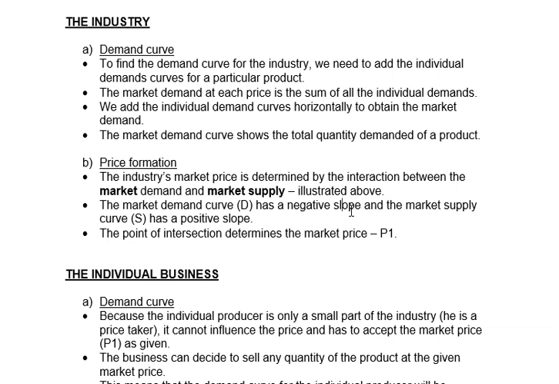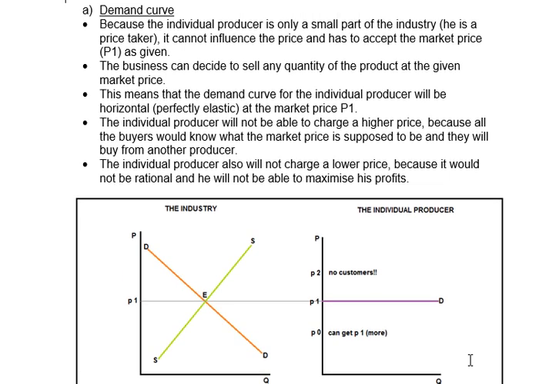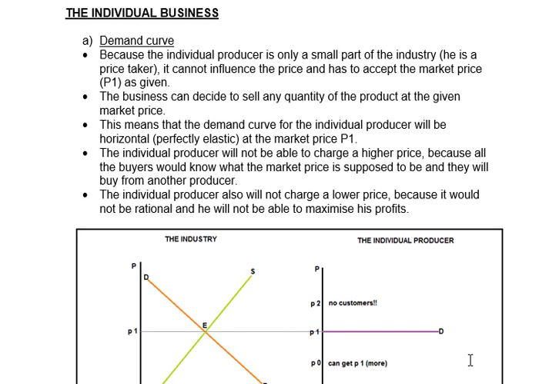We saw that in the graph. The market demand, as I said, has a negative slope, and the market supply has a positive slope. This is the way it's always been. And then where the two graphs intersect, that determines the equilibrium price, the market price, which in this case was P1. All right. Now, as I said when I explained the graph above, that is the job of the industry. Once the industry has determined a price, the industry's job is done. Okay. Now we're going to look at the individual business.